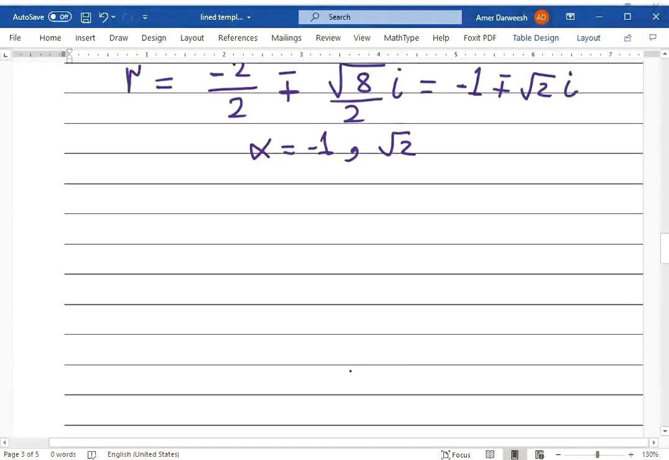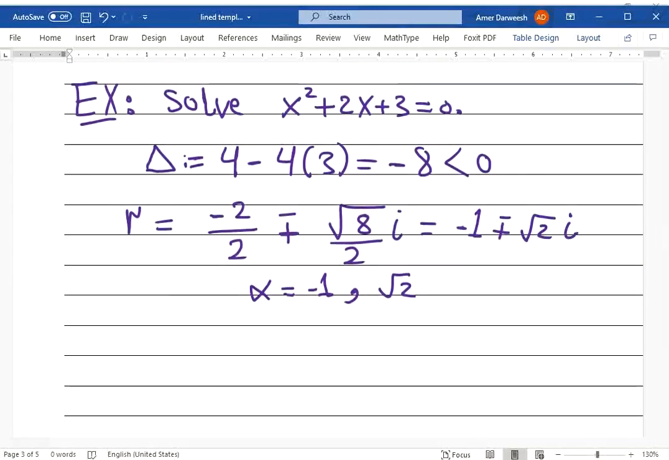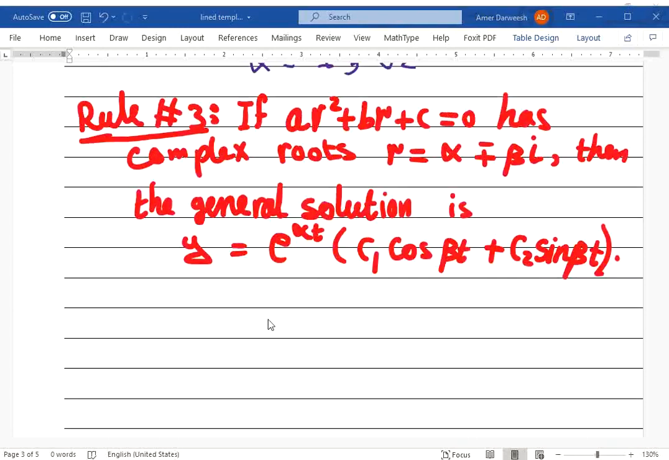الآن إحنا على استعداد في كتابة القاعدة أو rule number 3 لإيجاد حل المعادلة التفاضلية. إذا الرول نمبر 3 بتحكي: if ar squared plus br plus c equals to 0 has complex roots alpha plus minus beta i, then the general solution is of the form e to the alpha t times c1 cosine beta t plus c2 sine beta t. إذا الريال بارت بيعطينا exponential function. الكومبلكس part بيعطينا الكوساين والساين solutions. إذا together I have two free constants للإكويجن اللي هي second order.